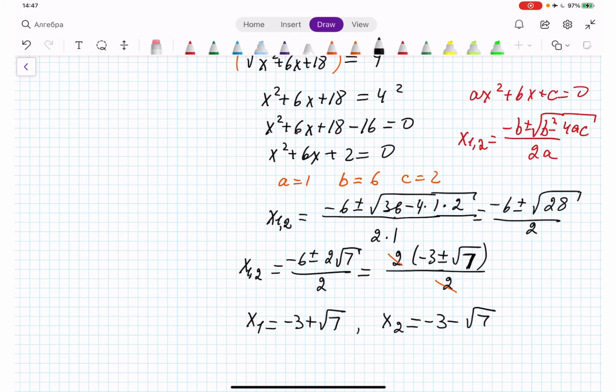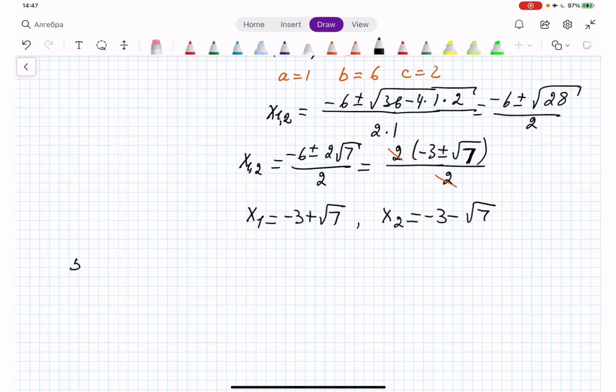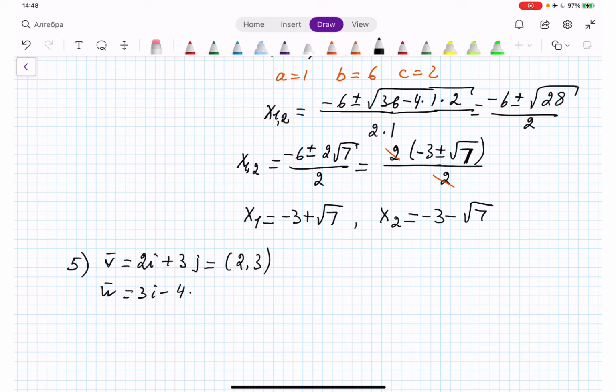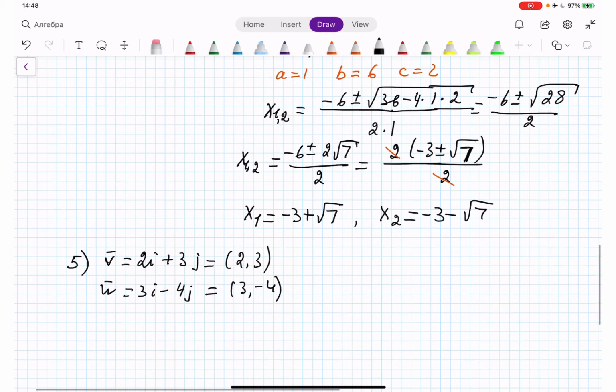And question number 5, we have vector v is equal to i plus 3j, or if we want to write it in the format of coordinates, it's going to be equal to 2 and 3, right? i represents x, j represents y. And vector w is equal to 3i minus 4j. If we want to represent it in the format of coordinates, it's going to be 3 and negative 4, right?